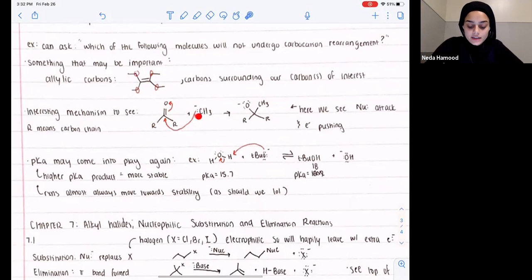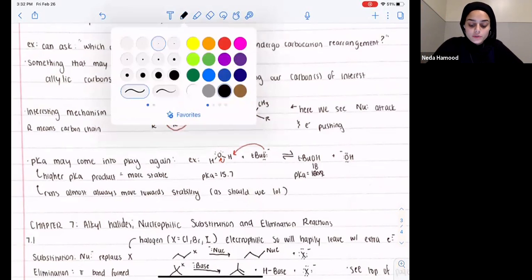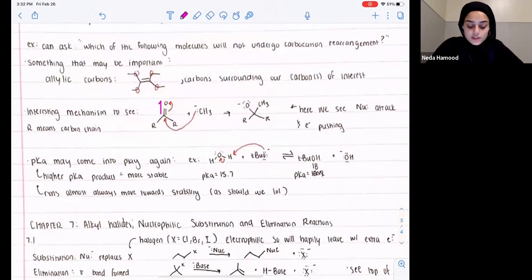And again, we see this negative going to positive, because if we were to look at this again, oxygen is more electronegative, which means that even though it's not a super big partial negative, it has a little bit of a partial negative compared to the carbon.